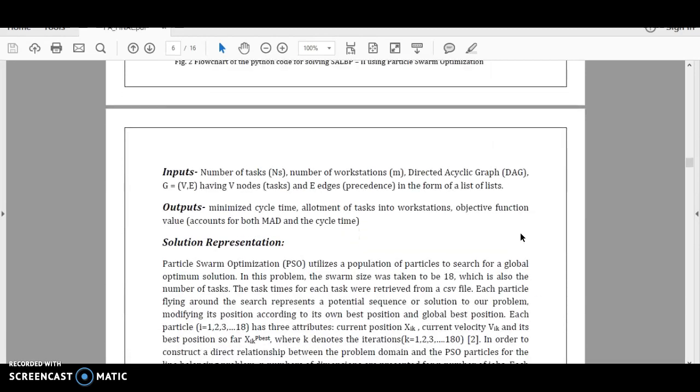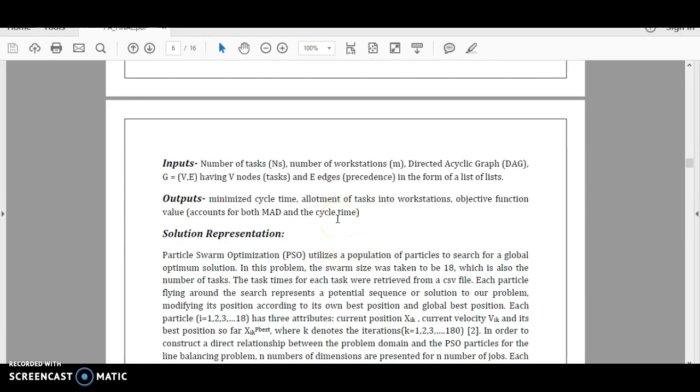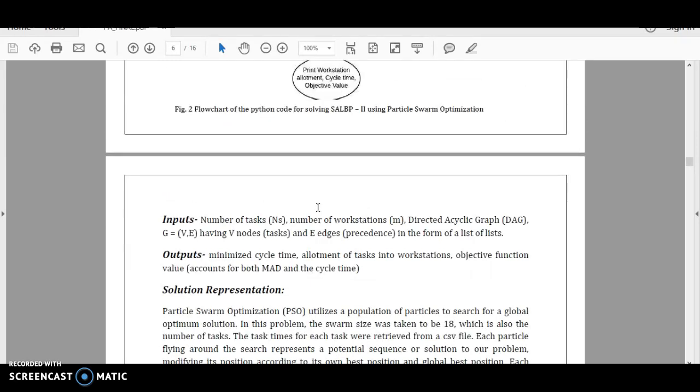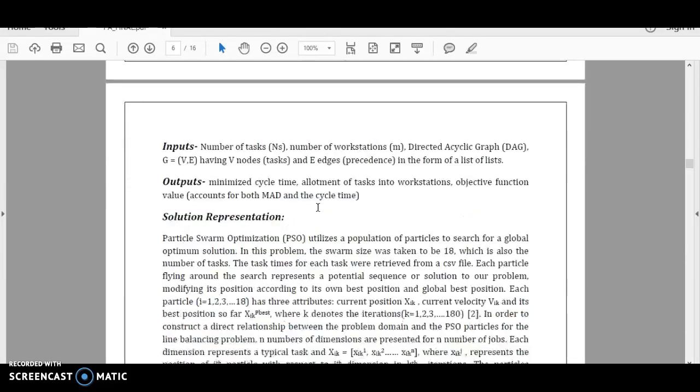So now let me go through the inputs and also the outputs of our program. The input is basically the tasks, the number of workstations, and a DAG. A DAG is nothing but a directed acyclic graph. The directed acyclic graph contains information about the precedence, which process has to come before what. The DAG has V tasks with E edges in the list. The output is what you get after it goes through this particle swarm optimization: a minimized cycle time, the allotment of tasks, and also the objective function.